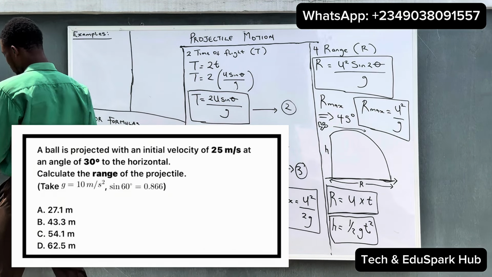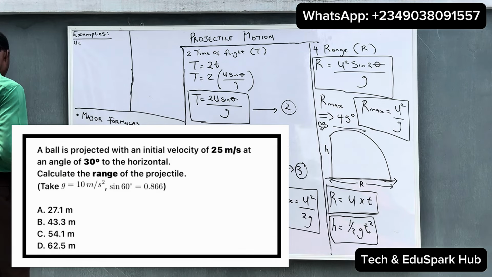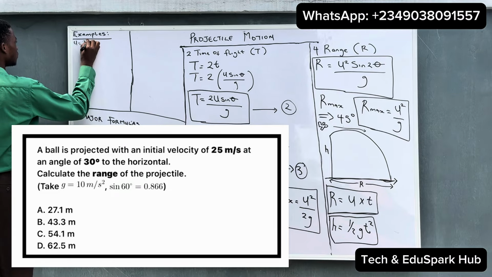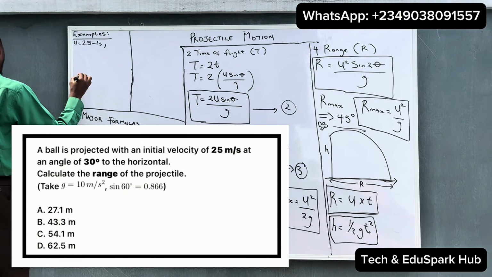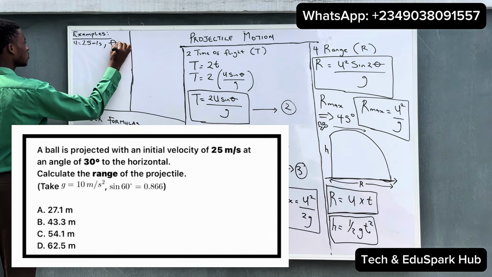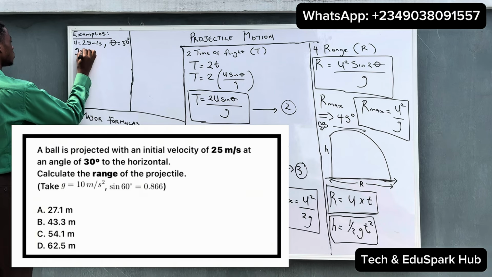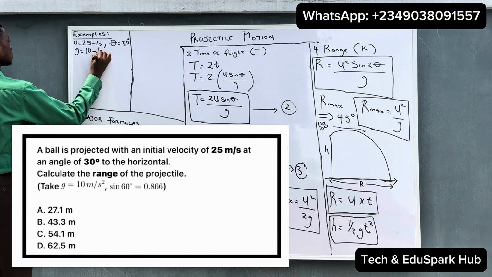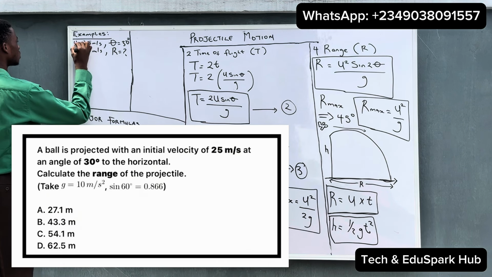So from what we are given, our u, the initial velocity, is 25 meters per second. We are also given our angle, theta, to be equal to 30 degrees. And we are given our gravity, g, to be equal to 10 meters per second squared. And the question is asking us to calculate our range, which is the unknown.